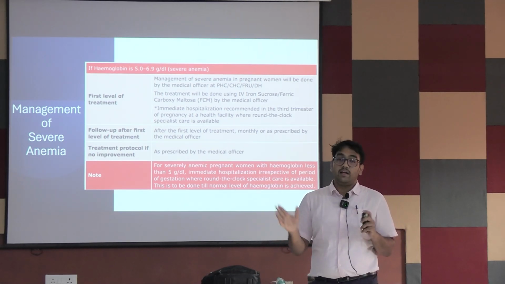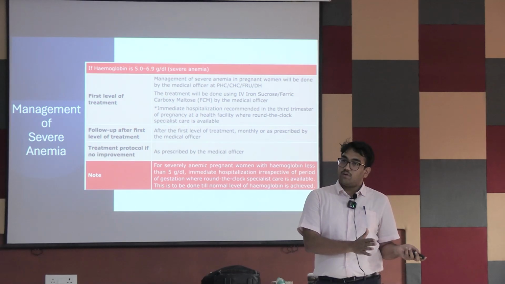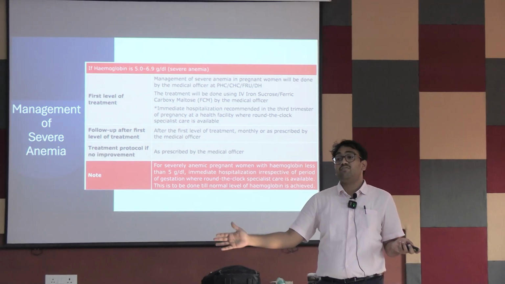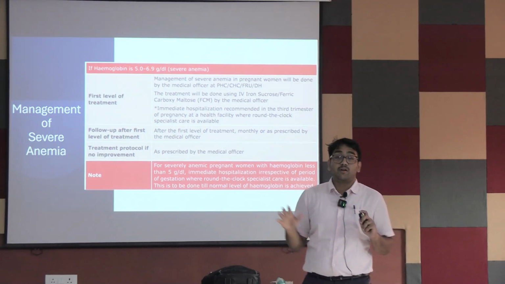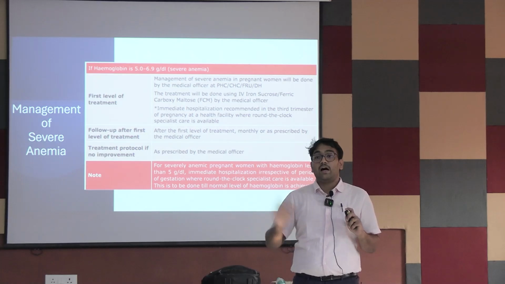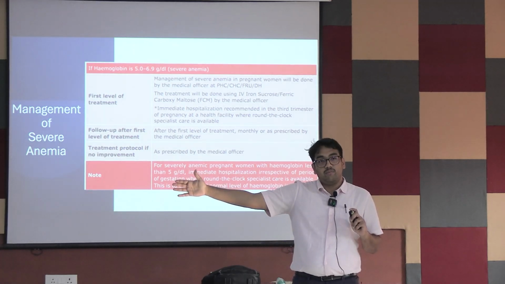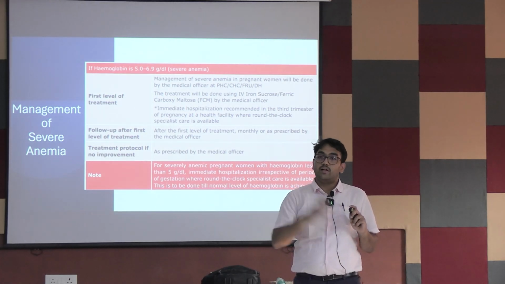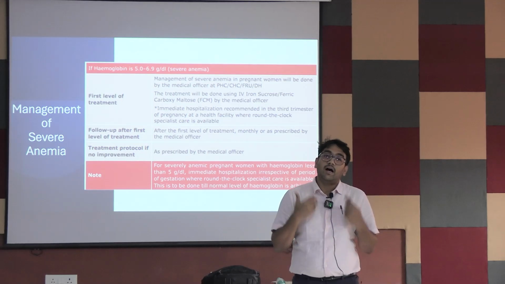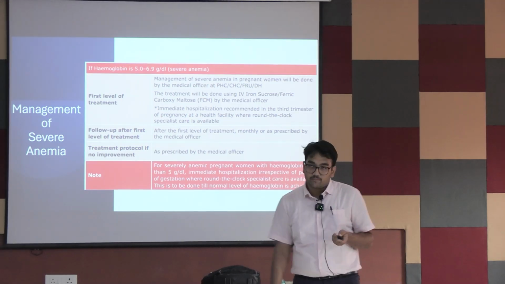Okay. Options are to give ferric carboxymaltose IV, or to give blood transfusion. Okay. But blood transfusion we will avoid unless it is in the advanced trimester. Okay. If the mother comes before 34 weeks, we will always try to give iron and not blood. Okay.